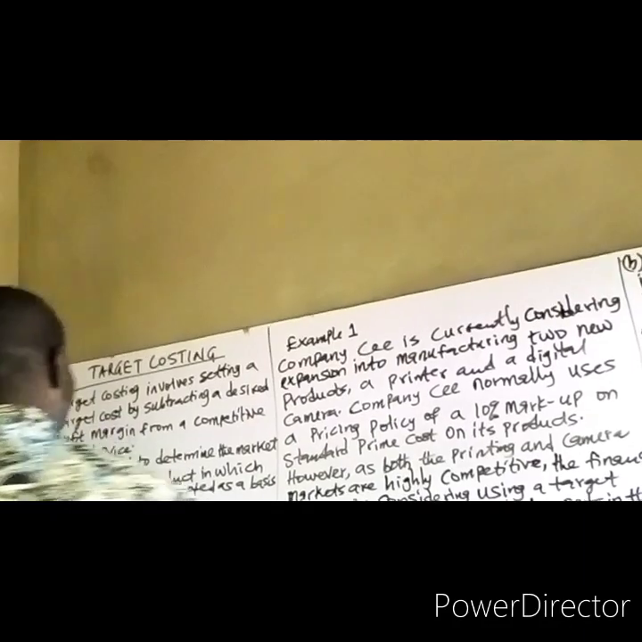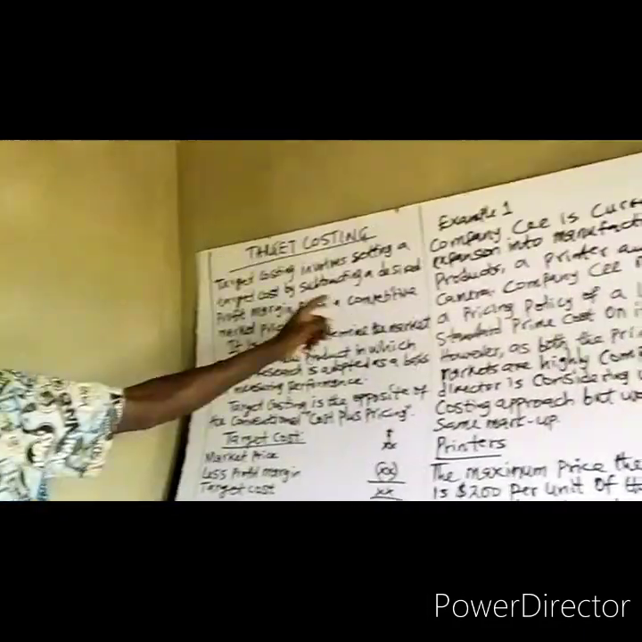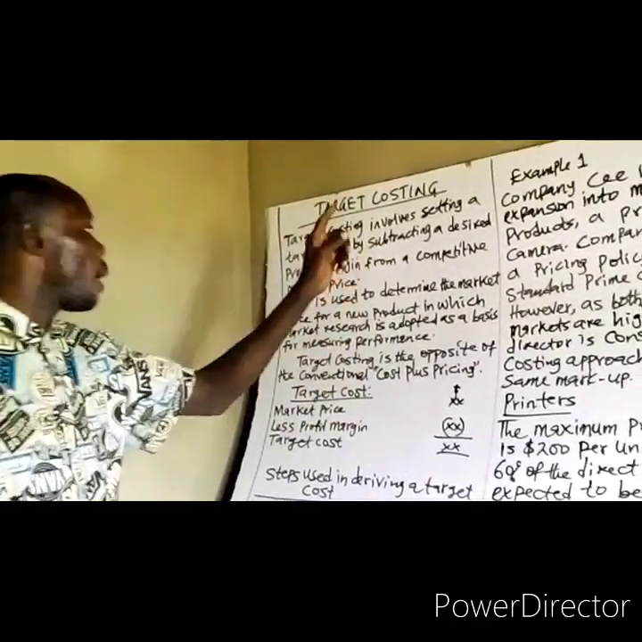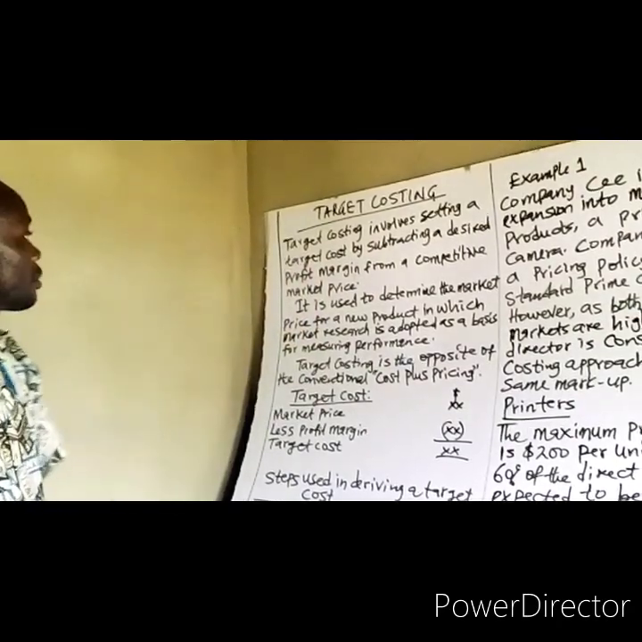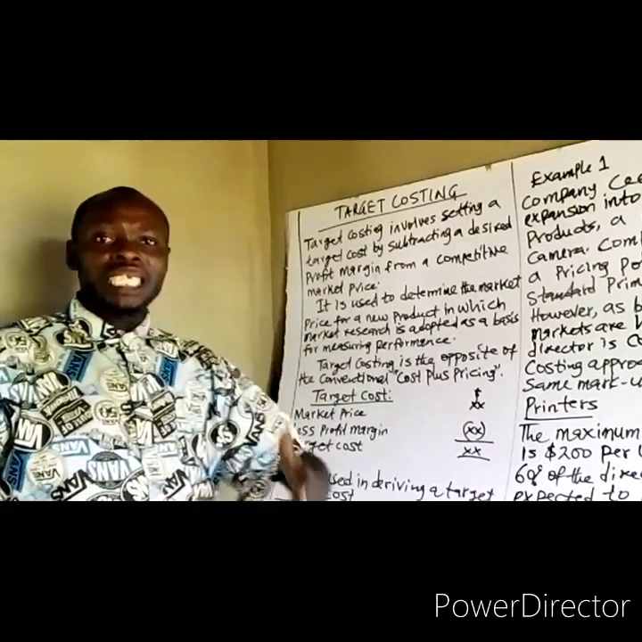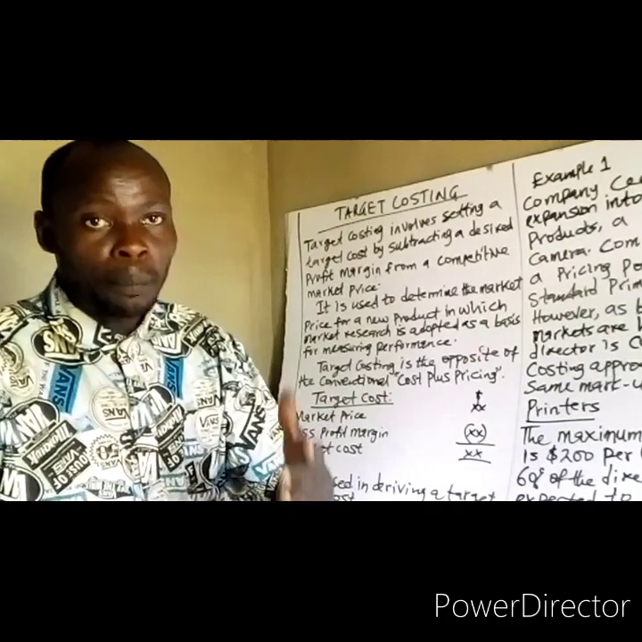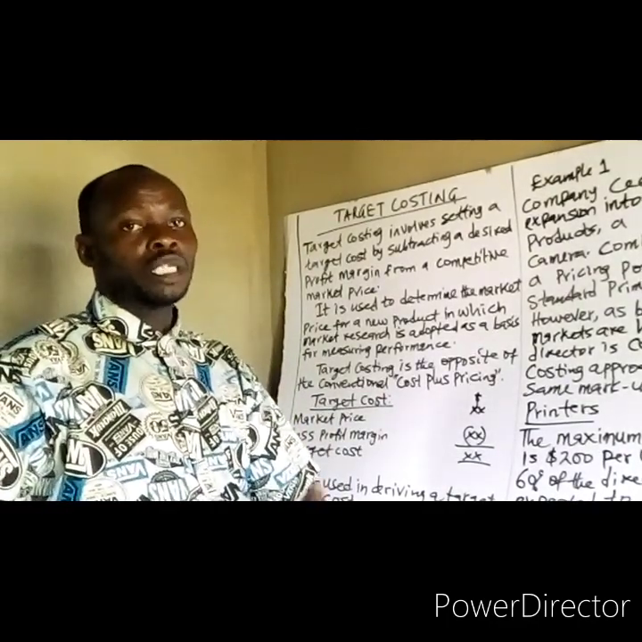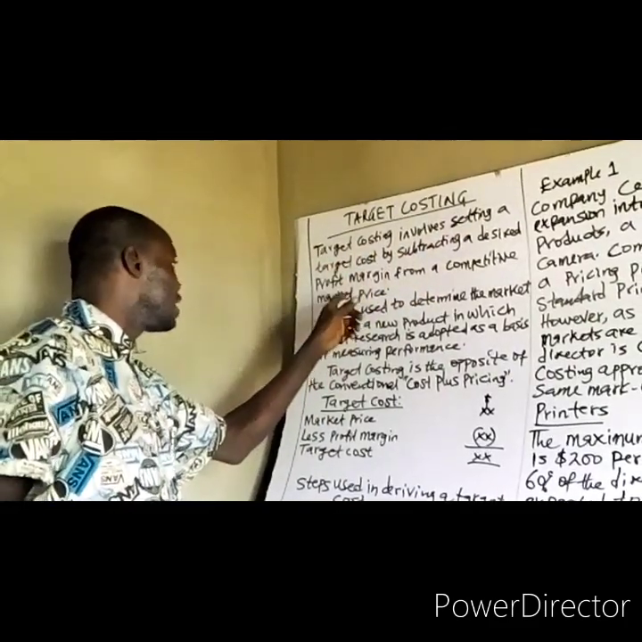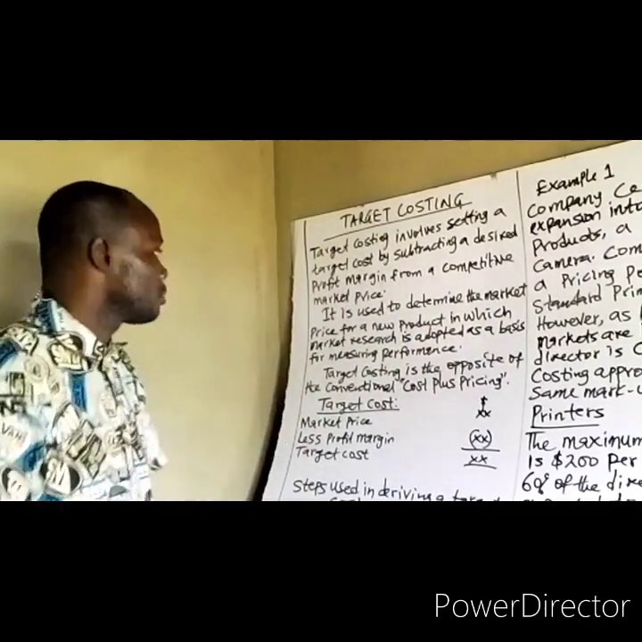Target costing involves setting a target cost by subtracting a desired profit margin from a competitive market price. When you subtract the desired profit margin from the competitive market price, it will give us what is called the target cost.